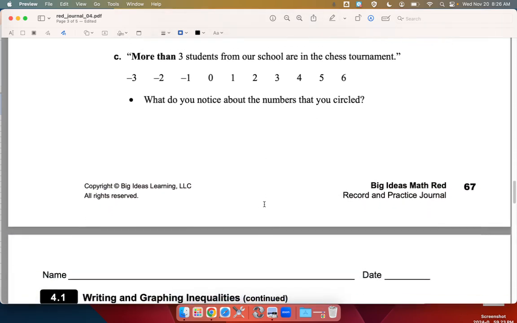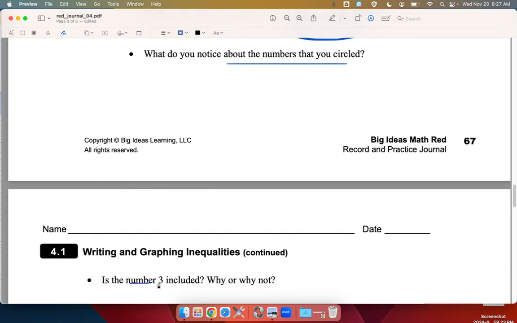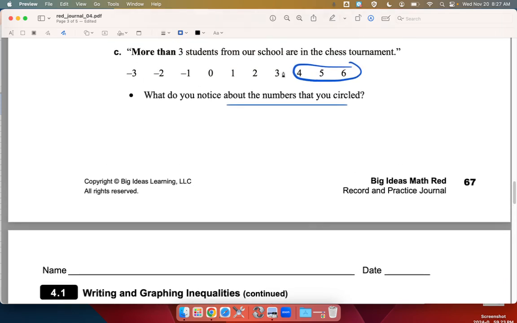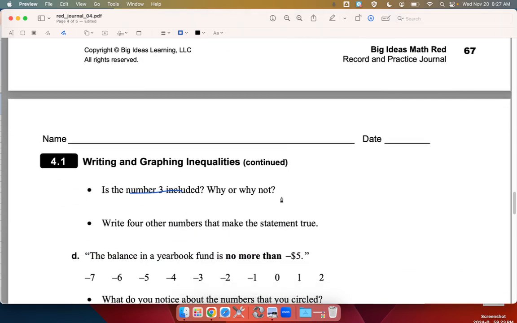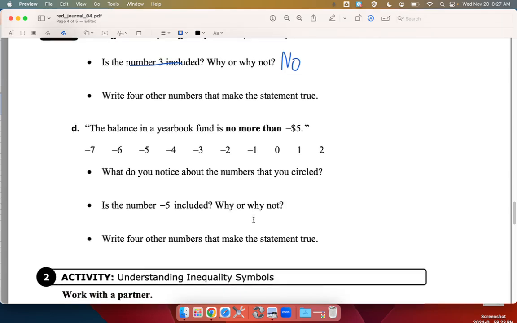More than 3 students from our school are in the chess tournament. So these first ones often people will circle right away. And then again, in class, you have a time to think on your own, but for purposes here with the video to shorten it up, more than 3 students are in the chess tournament. So what do you notice about the numbers you circled? They're all greater than 3. Down here it says, is 3 included? Well, is 3 students more than 3 students? No. So that's why it is not. Again, 4 of the numbers that make it true, that would be anything greater than that 3.